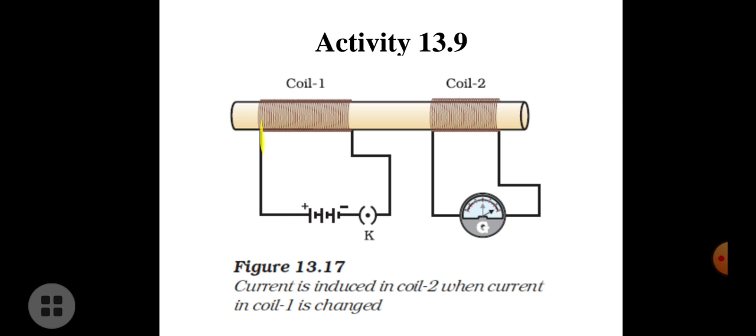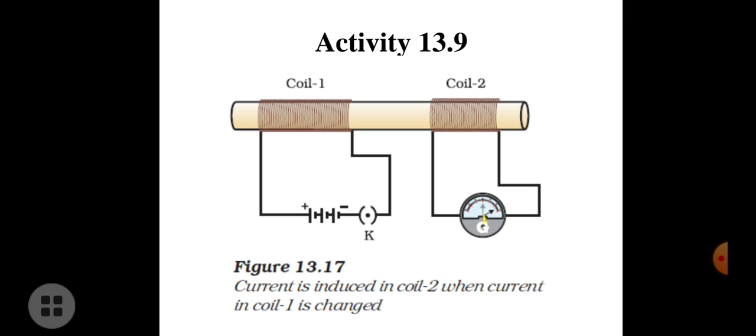Because after reaching the maximum value, the current becomes steady. It becomes constant. And as the current becomes constant, the magnetic field lines also become constant, and there is no change in these magnetic field lines now. And as there is no change, the induced current is 0 in this circuit, and it shows 0 value.